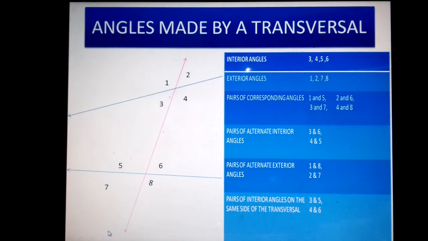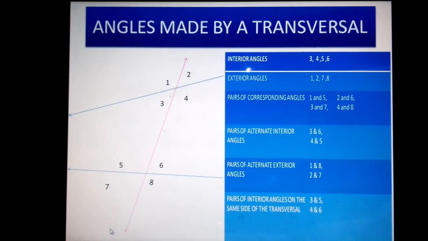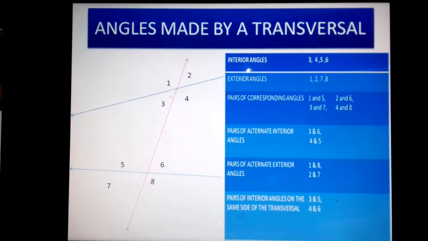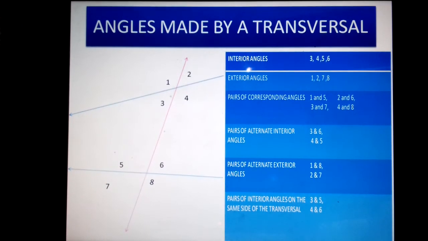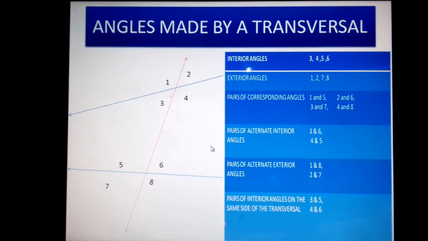Next. Now when a transversal intersects two or more lines, the main understanding in this area is that different types of angles are formed. You can see the table that I have put here, and also the markings of the angles. These are angles 1, 2, 3, 4, 5, 6, 7 and 8, and this pink line is the transversal. It intersects these two lines.